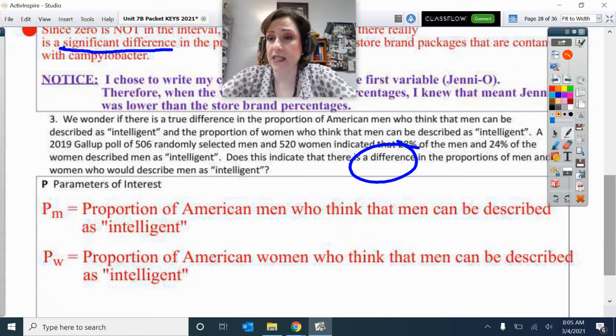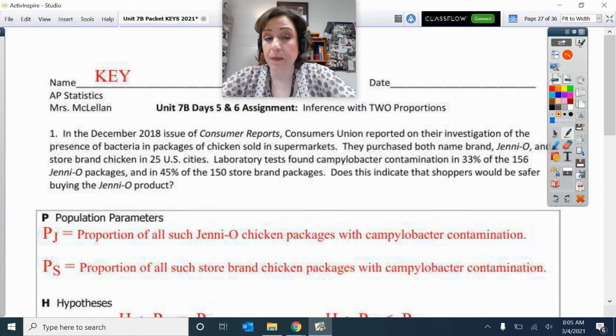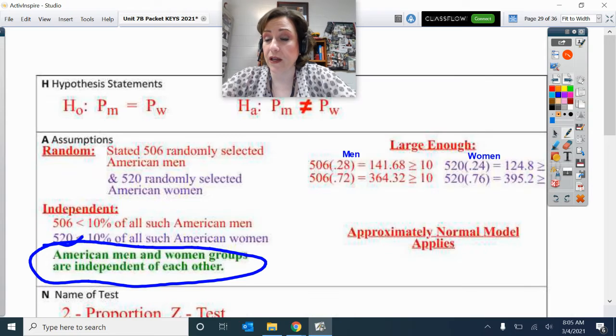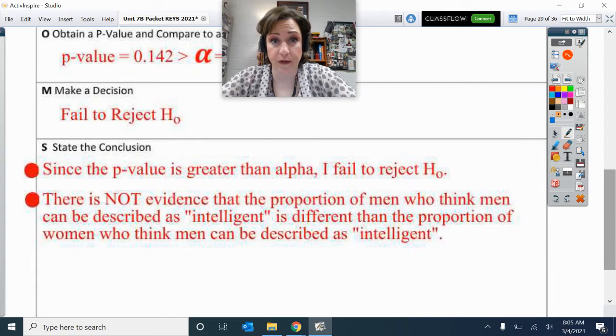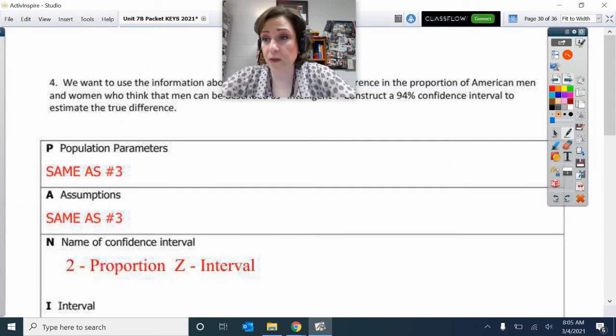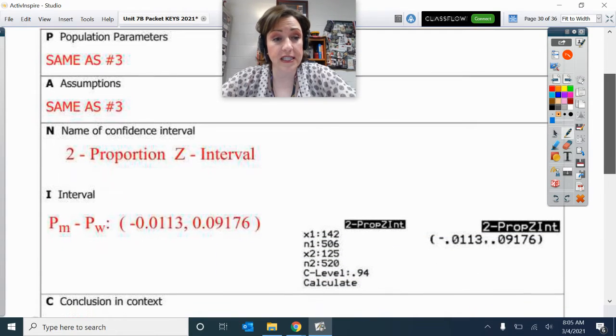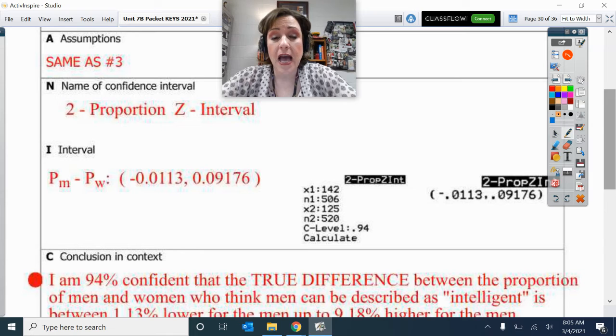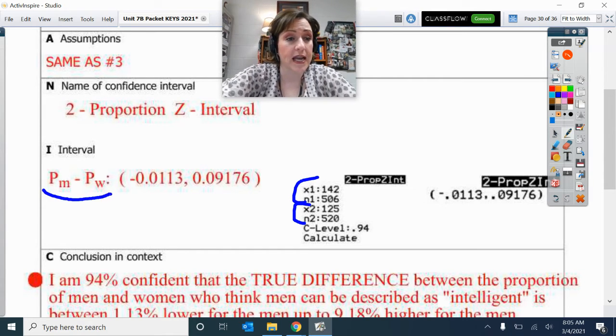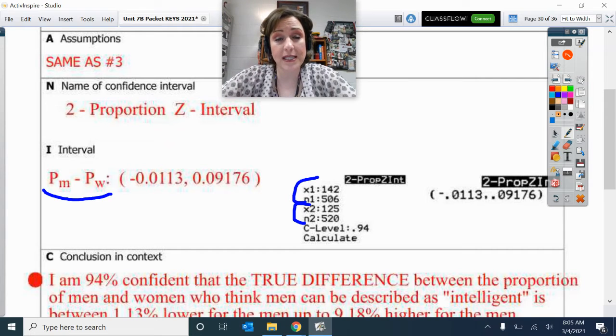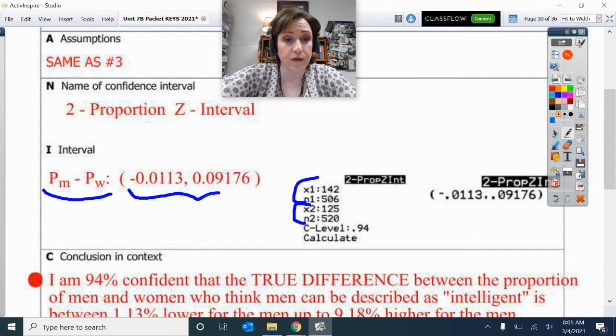All right, then you did the phantoms on the difference in the opinions, the difference in the proportion of men and women who think men are intelligent, and we had not found a difference. There, we did not have evidence of a significant difference in that proportion. So here was our interval to estimate what that difference is, a two proportion Z interval. I put the men information in first, the women information in second. That's why I wrote P of M minus P of W. And look at this interval.